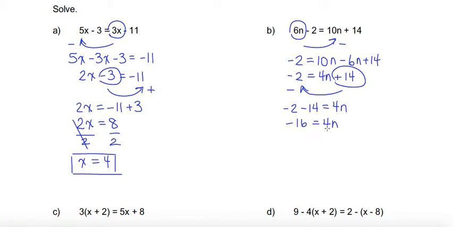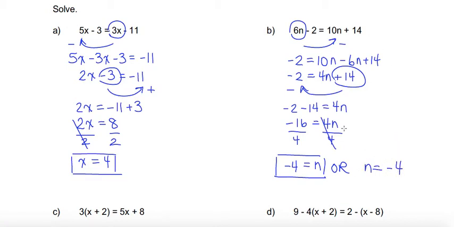And now I'm going to divide by the coefficient in front of the variable, and I'm going to do that to both sides. So I'm going to divide both sides by 4. Negative 16 divided by 4 is negative 4. 4 divided by 4 is 1, so I'm left with n on the right-hand side. So now I have a value for n. N is equal to negative 4, so you can keep it like this, or if you want to rewrite it so that your variable is on the left-hand side, you can do that as well. And this is the value of n that'll make this statement true.